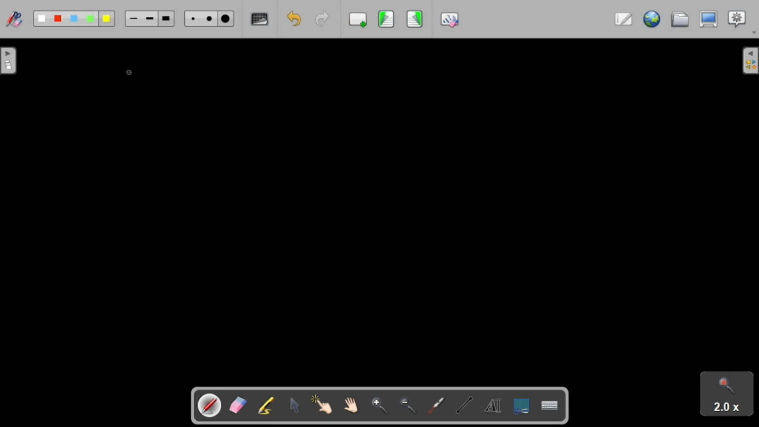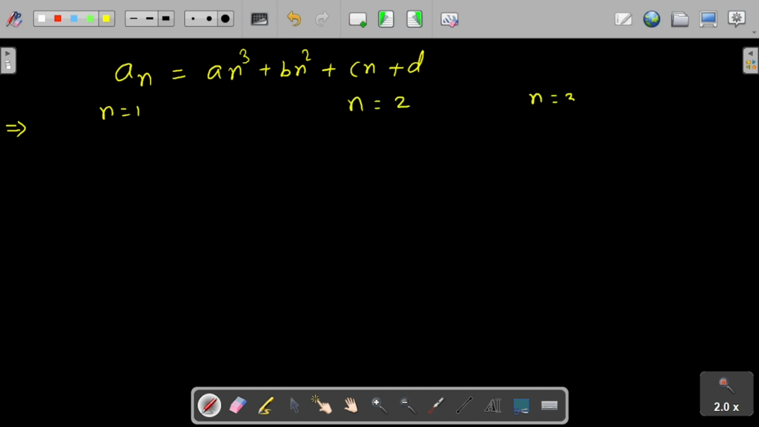So first of all, let us suppose the nth term of the cubic sequence is an cube plus bn square plus cn plus d. So what will be the first term? Let us write its terms basically. What will be the sequence? So when we put n is equal to 1, for n is equal to 2, for n is equal to 3, for n is equal to 4, like this.